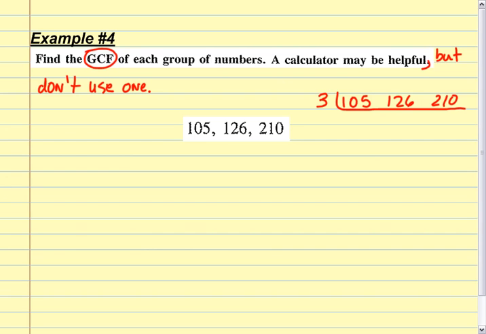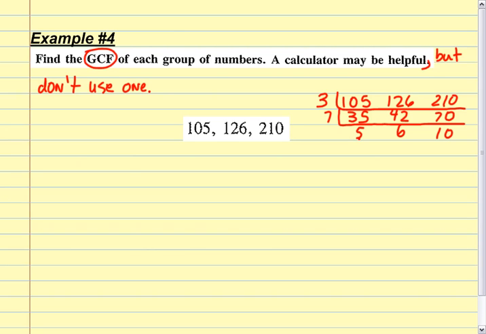So I'm going to put 3 out here, and I'm going to multiply 3 by 35, gives me 105. 3 goes into 126 42 times, and 3 goes into 210 70 times. Okay? Now, looking at 35, 42, and 70, I hope, knowing your times tables as well as you do, that you can see that 7 goes into those three numbers. 7 times 5 gives me 35. 7 times 6 gives me 42. And 7 times 10 gives me 70.